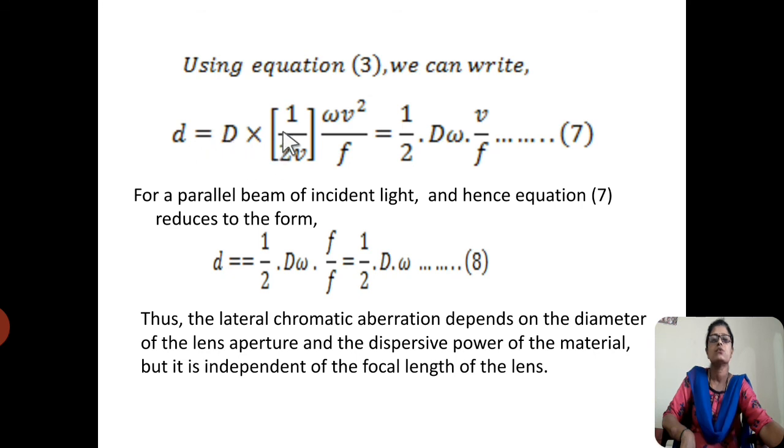Then D is equal to 1 by 2V times omega V square by F, or 1 by 2 D omega V by F. For a parallel beam of incident light, the equation reduces to D equals 1 by 2 D omega F by F, or simply 1 by 2 D into omega. Thus the lateral chromatic aberration depends on the diameter of the lens aperture and the dispersive power of the material, but it is independent of the focal length of the lens.